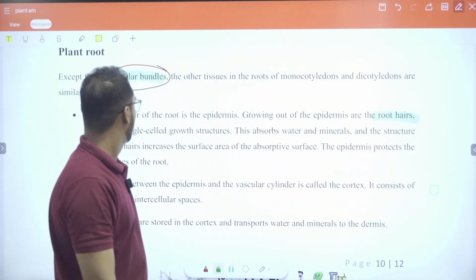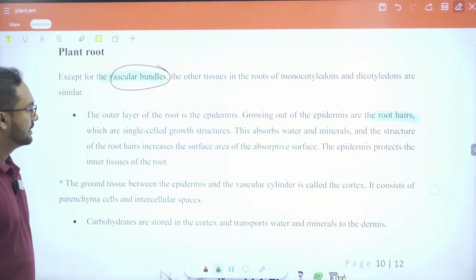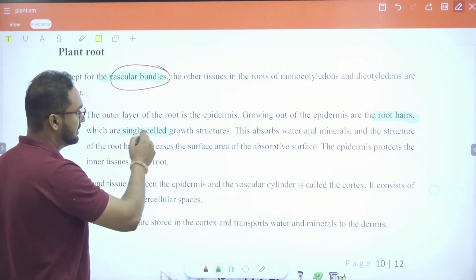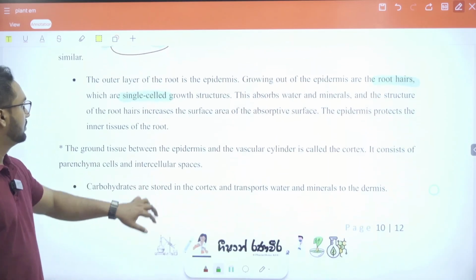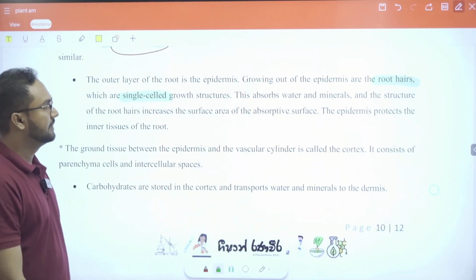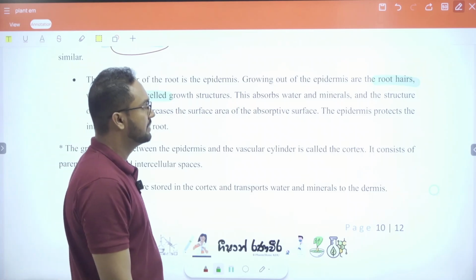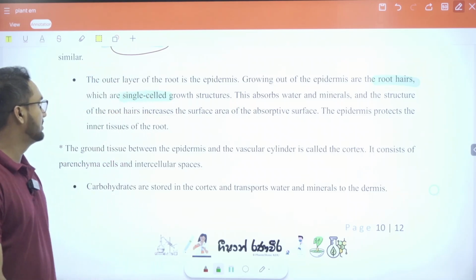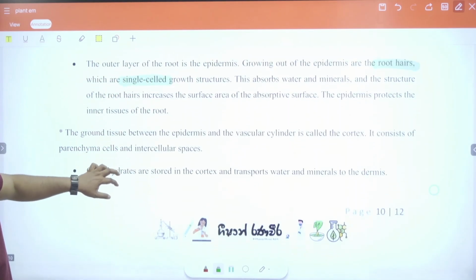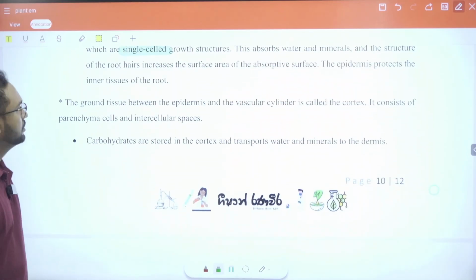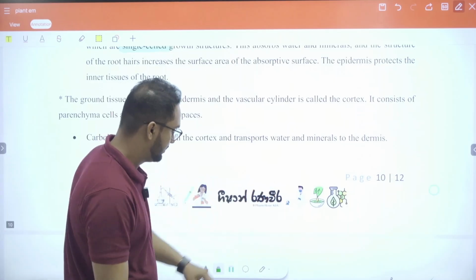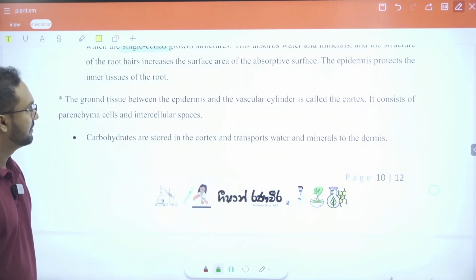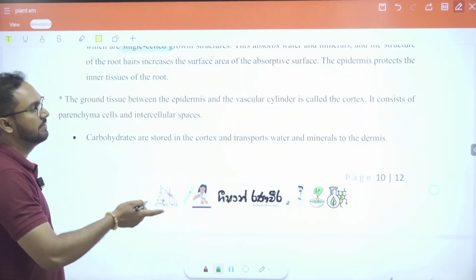Right, which are single cell growth structures, the root hairs. These absorb water and minerals, and the structure of the root hairs increases the surface area of the absorptive surface. The epidermis protects the inner tissue of the root, right. The ground tissue between the epidermis and the vascular cylinder is called the cortex.